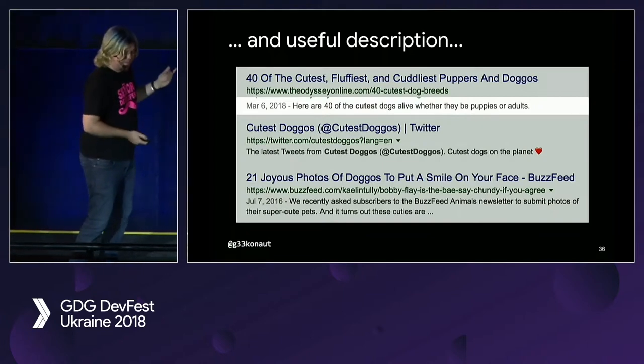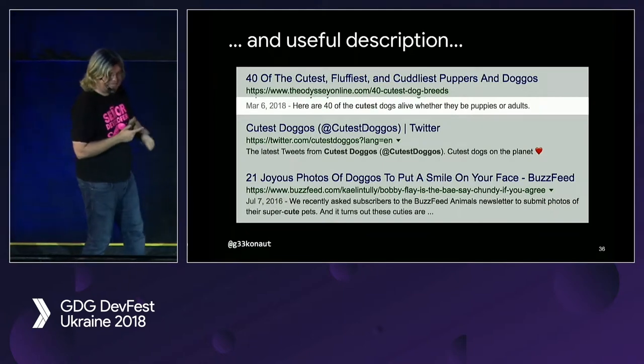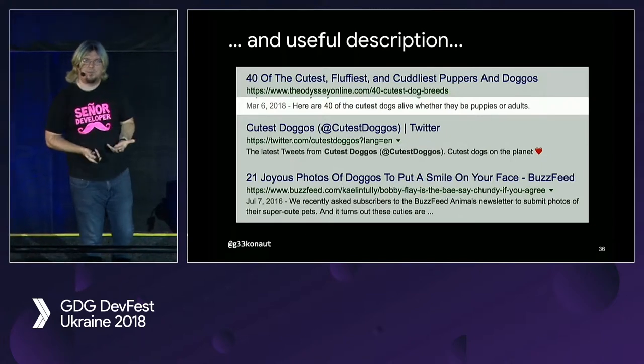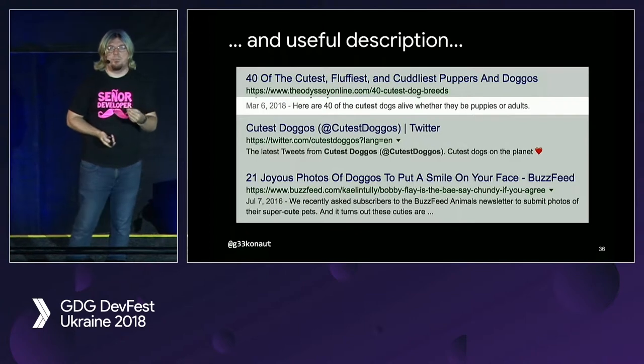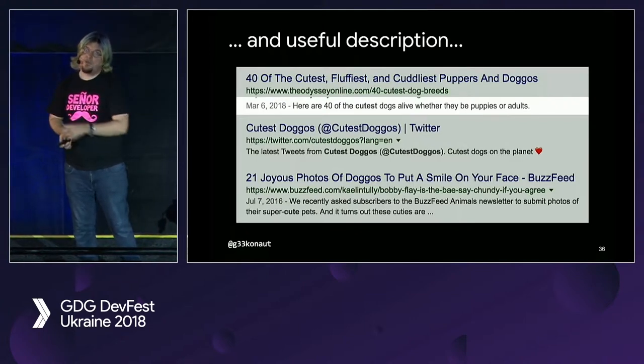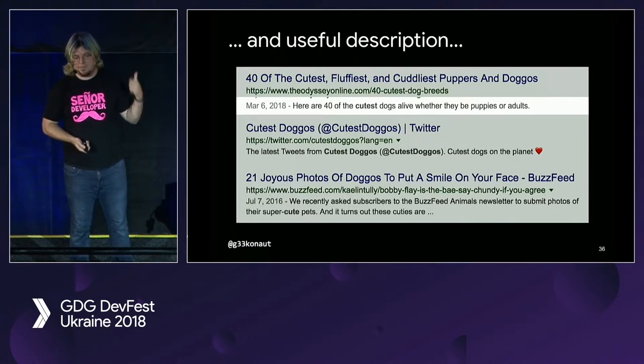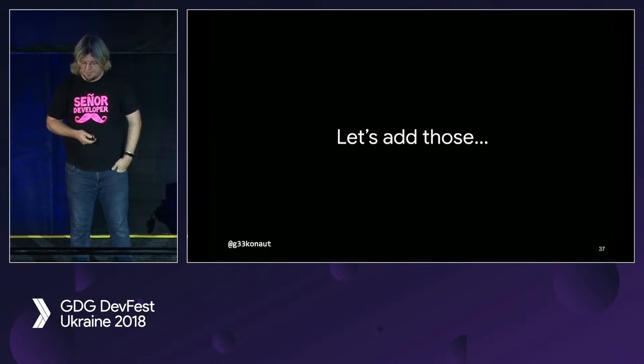Right, so basically, we have two ingredients here. We have a title and we have a description that helps me as a user identify which search result I care about or which search result might be helping me with what I'm trying to accomplish. In this case, look at cute puppies. So here I get 40 cute puppies, and they are hopefully alive, and that's great.